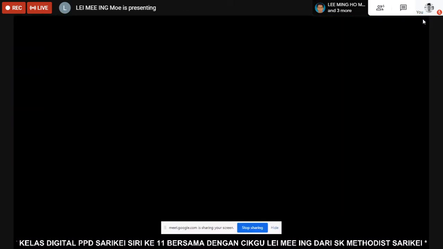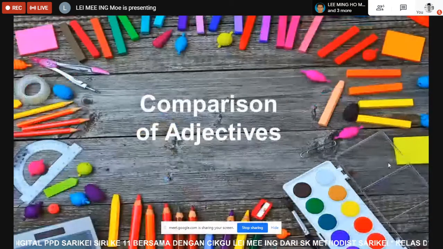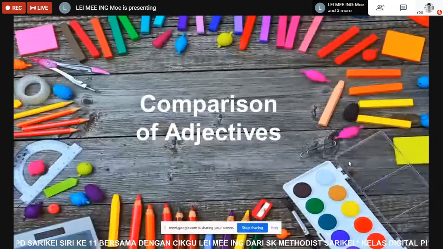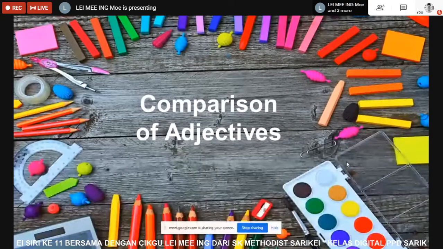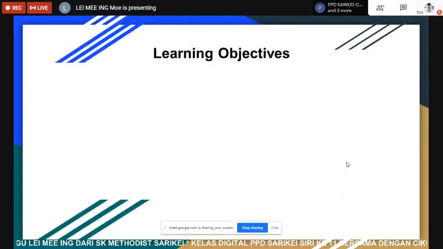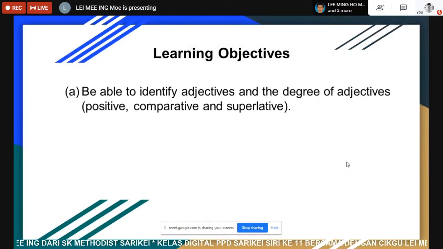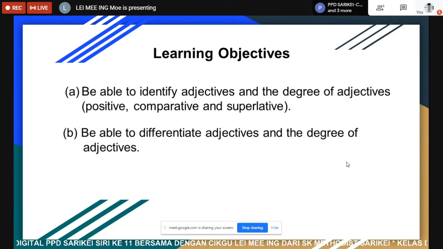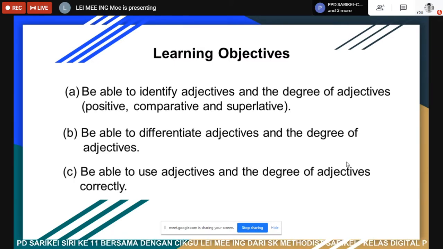So that's the end of the video. From the video, you can see that we have different degrees in this comparison of adjective. So we are going to look into them one by one through this lesson. By the end of this lesson, you will be able to identify adjective and the degree of adjective. They are positive, comparative, and superlative. You will also be able to differentiate them and use them correctly.